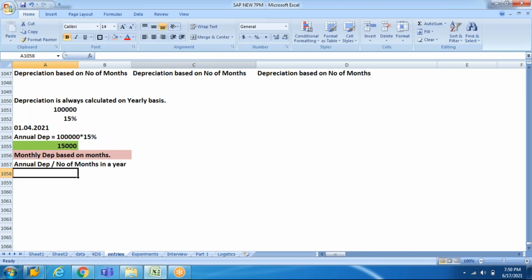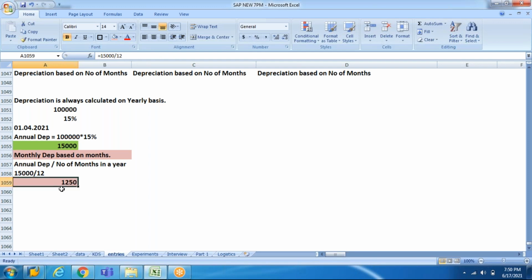Now what will be the amount here? 15,000 divided by 12, which will give you 1,250. This will be the monthly charge to the P&L. Correct? So for the 1 year, I am getting 15,000 according to this calculation, and this will be my monthly charge to the P&L account as depreciation. Now, this is your first year.